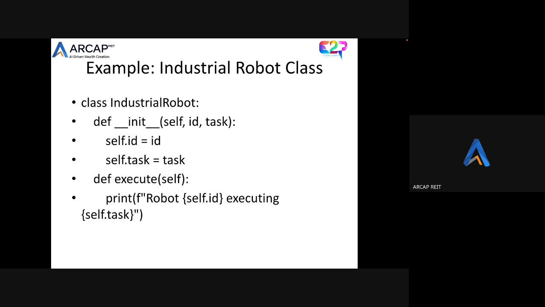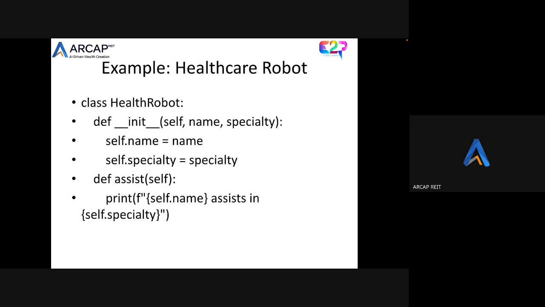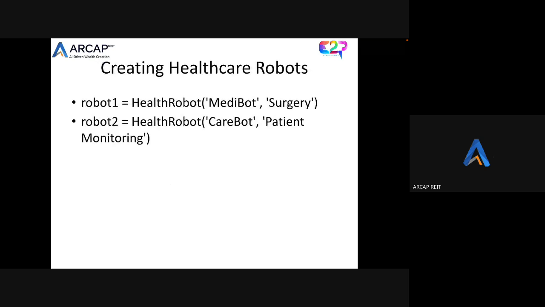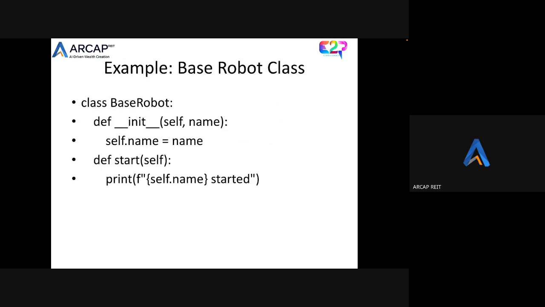This is another example where we are creating an ID, and it is creating the task also, where the robot with the ID is executing the task. Like that we are printing. So like that we can prepare a class, and based on the class we can create a number of objects for that particular class, and we can also update the content, add the attribute, remove the attribute also.